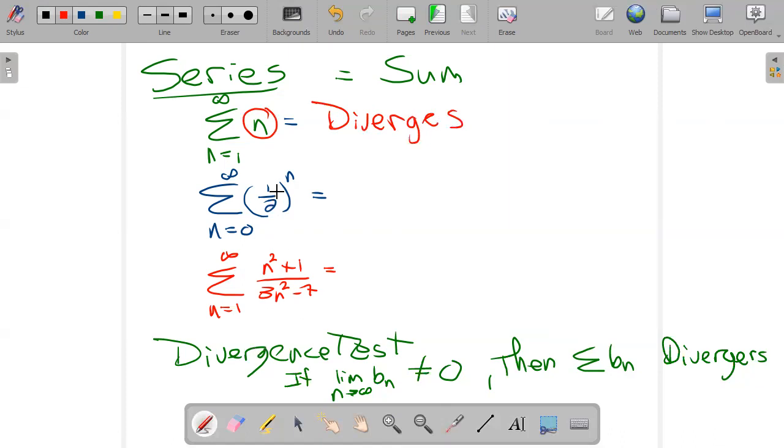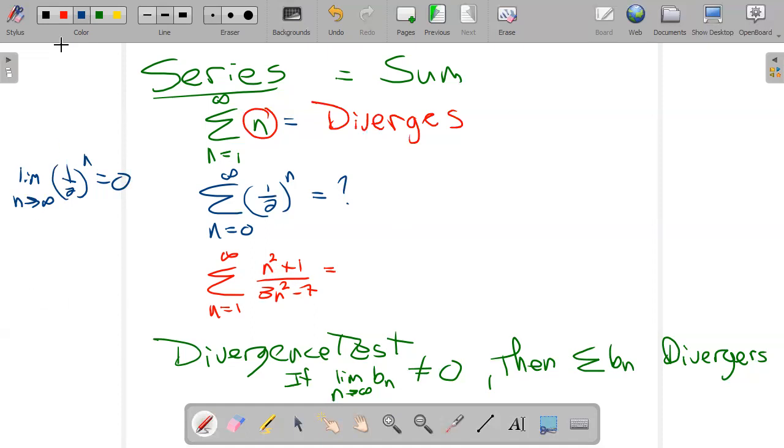Diverges. How about this one right here? What did we decide about the limit as n goes to infinity of (1/2)^n? Well, that goes to 0. So the divergence test would be inconclusive. I need another test to figure this one out. I'm just going to put a question mark there for now.